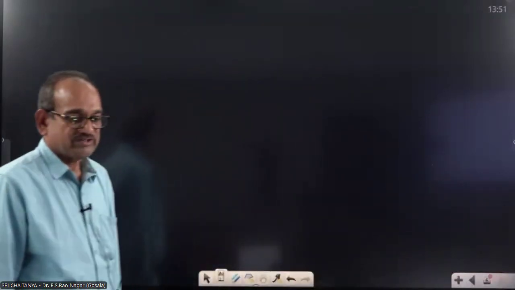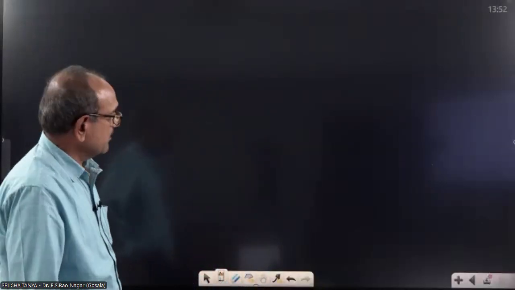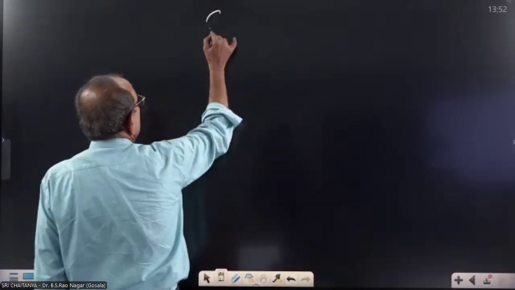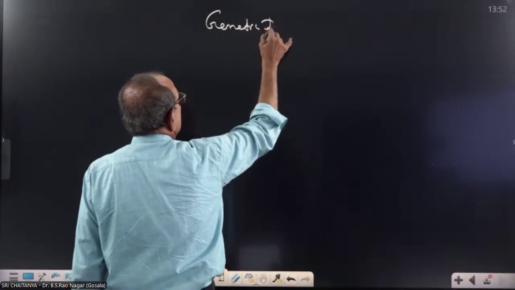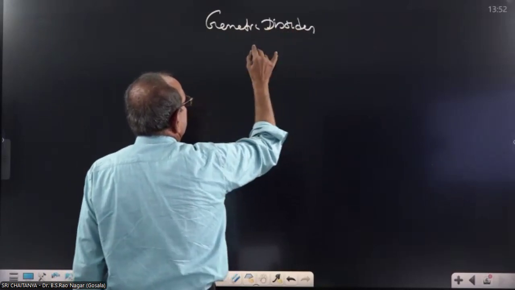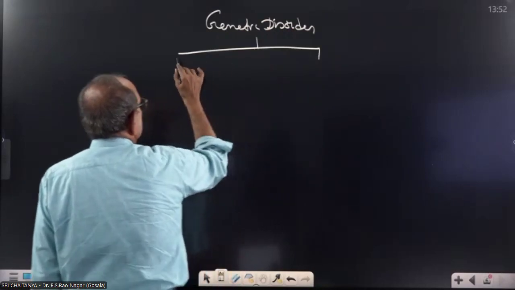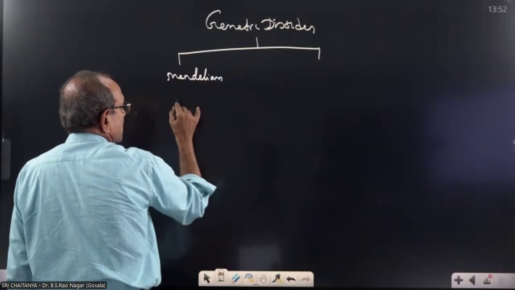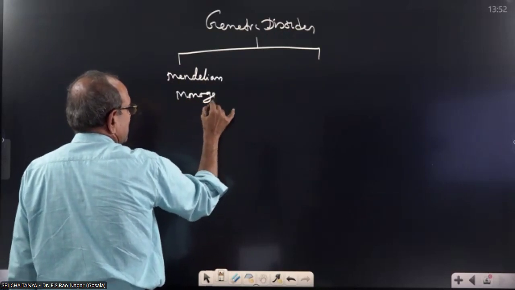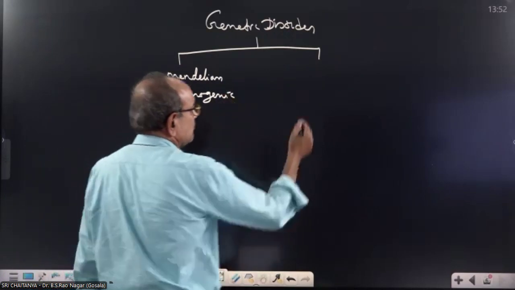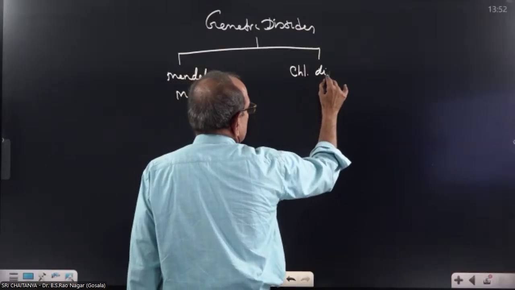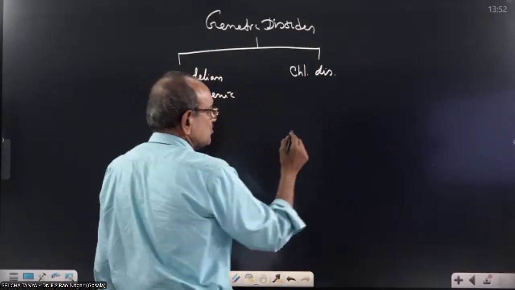Now, I would like to also focus on genetic disorders, and later I will touch on pedigree analysis. The genetic disorders are basically of two kinds. These are Mendelian disorders, or monogenic disorders, and the second one is the chromosomal disorders. These chromosomal disorders are also known as syndromes.